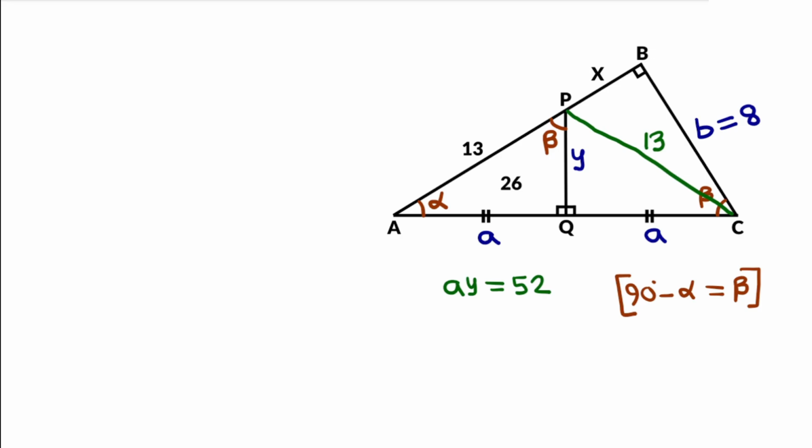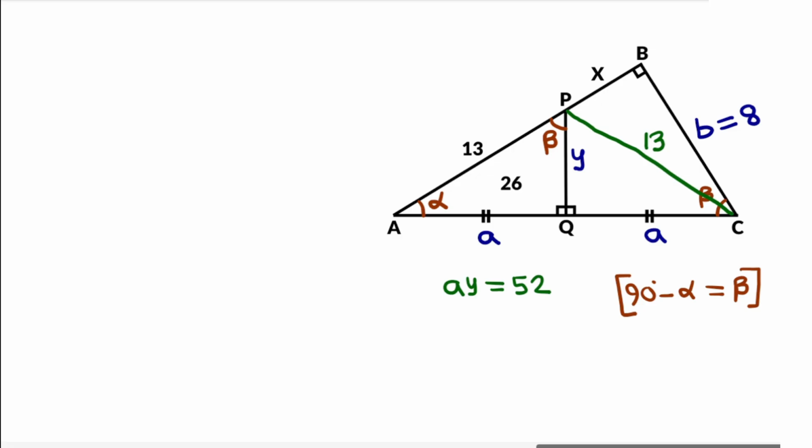Now, focus on the small triangle in the upper right corner. Triangle PBC. It's a right triangle. Its vertical side, BC, is 8. Its hypotenuse, PC, is 13. And the remaining side, PB, is our mystery X.